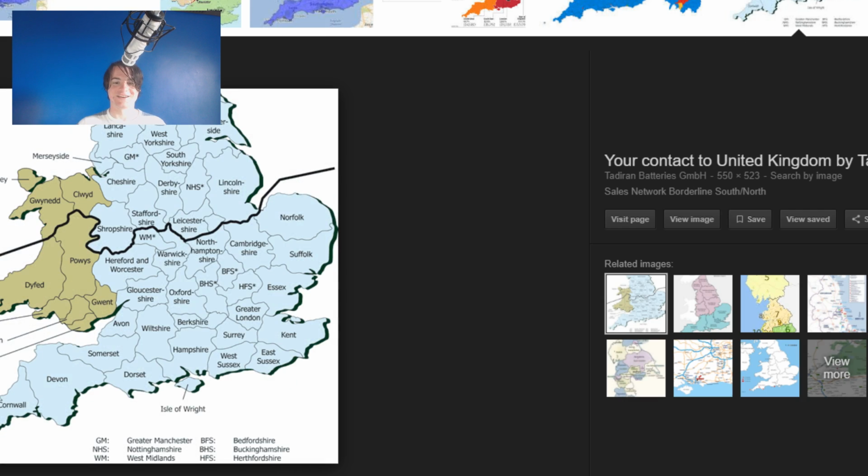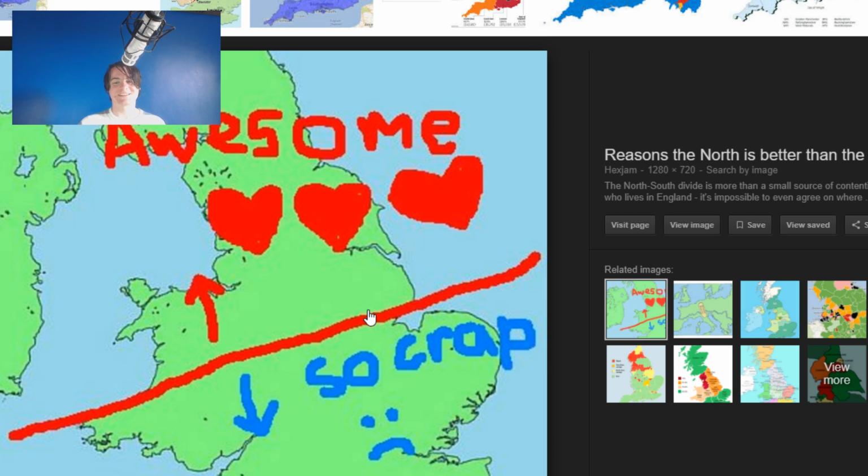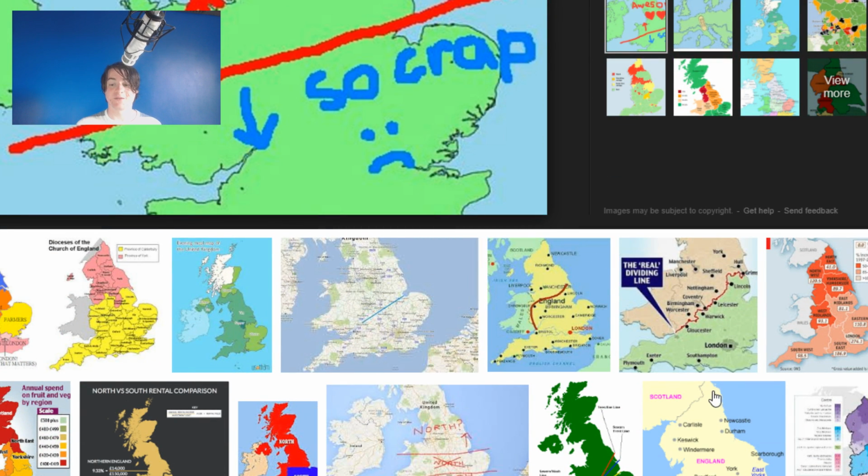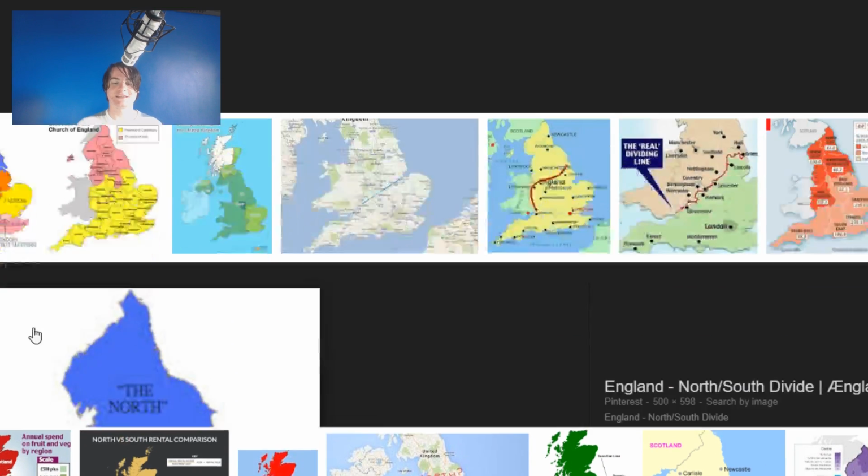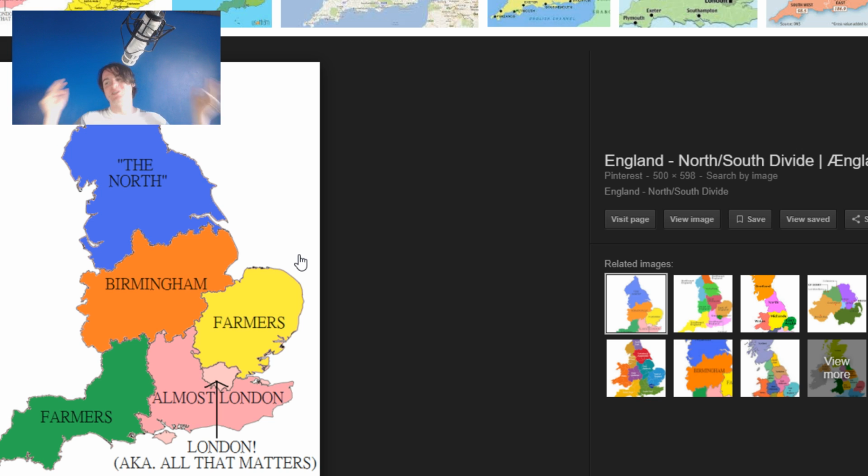Again, you look around and you can see, oh, what's this? This is so useful for working out, right? The closest thing I could find where I was like, I guess this kind of works is this map right here. As you can see, the north, we got Birmingham, we got farmers, and almost London. This is the closest thing you can find to a proper map, but that doesn't explain anything. You can't just go to farmers. That's not really anything useful.